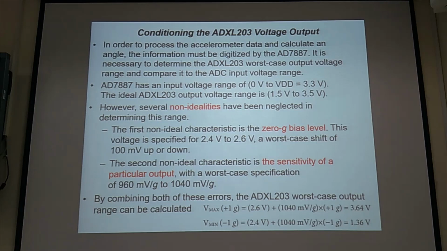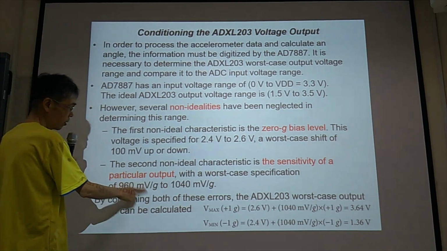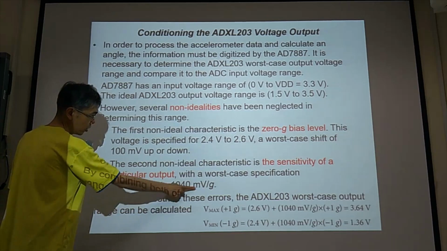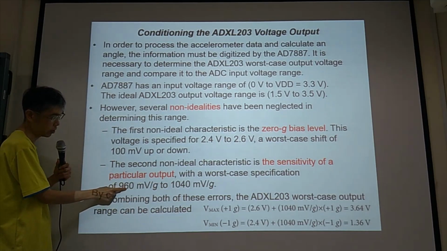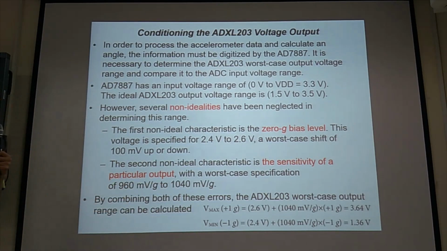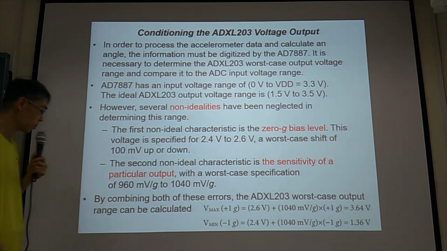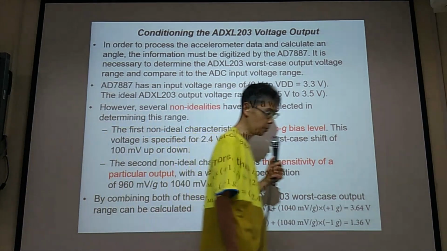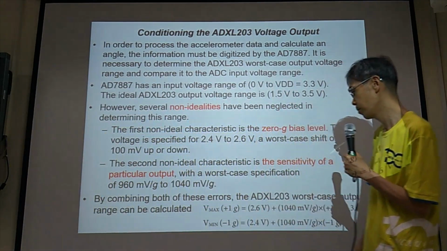So mechanical error. Also, we have temperature problem. Then, so yeah, the output could be 1040 millivolt per G or 960 millivolt per G. So we have some problems. Then we have some simple calculations here.